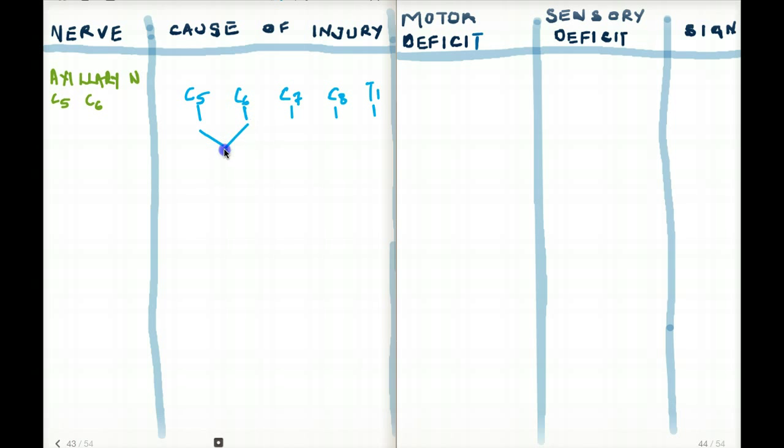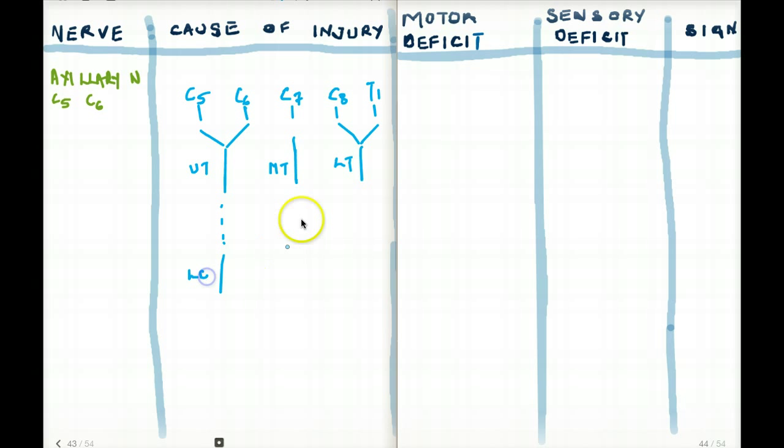C5 and C6 combine to form the upper trunk. C7 forms the middle trunk, and C8 and T1 form the lower trunk. Now the trunks eventually become cords, and the upper trunk eventually gives rise to the lateral cord. The middle trunk gives rise to the posterior cord, and the lower trunk gives rise to the medial cord.